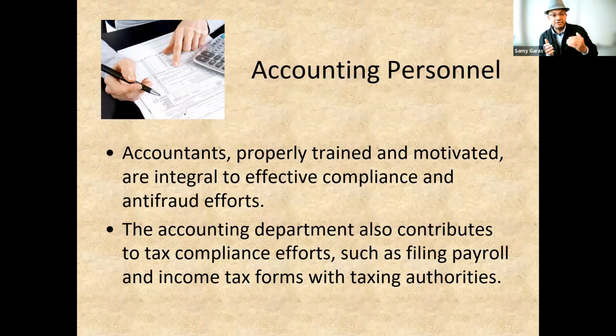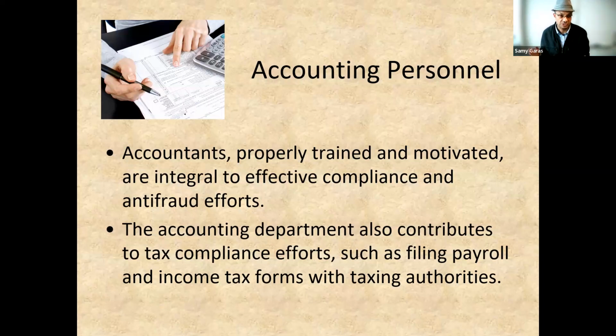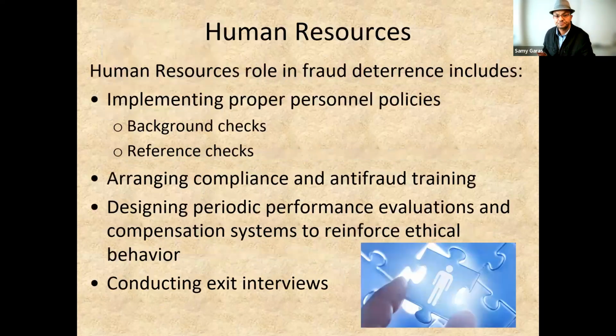Now we cascade it down into the accounting department. So we started with the board, and then we go to the executive management, then the internal audit department, then the accounting staff or personnel. They should be trained, motivated, and have good compliance with all the rules and regulations, and they are familiar with the anti-fraud efforts. The accounting departments also contribute to tax compliance, make sure they report the tax properly, and they file the payroll for income tax on a regular basis.